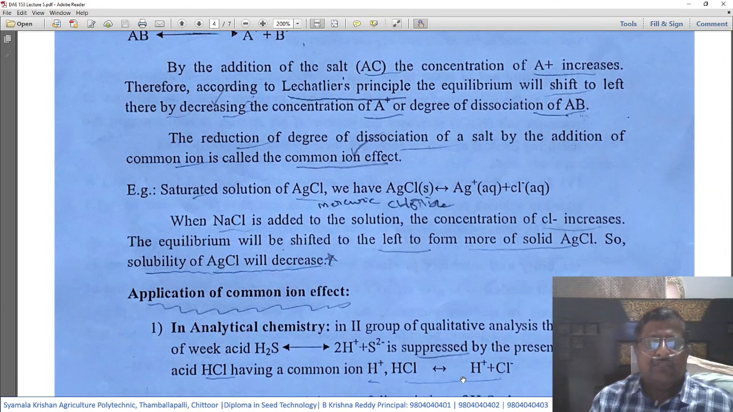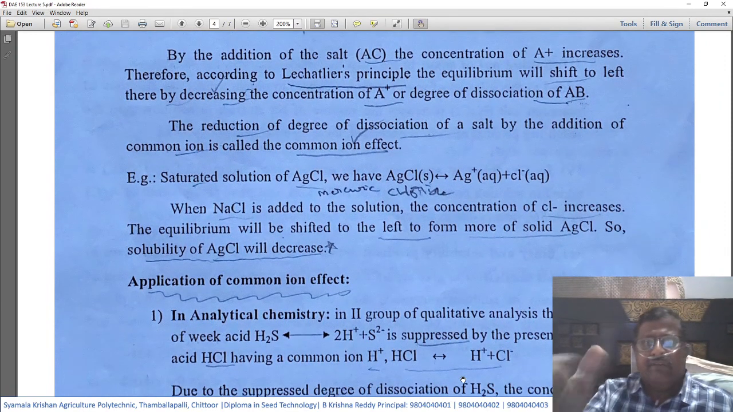Example: here we have given only AC or AB like that. These are the assumed names of solutes. Now we will see the real example. That is saturated solution of AgCl. We have silver chloride which is in solid form. S indicates the solid form.